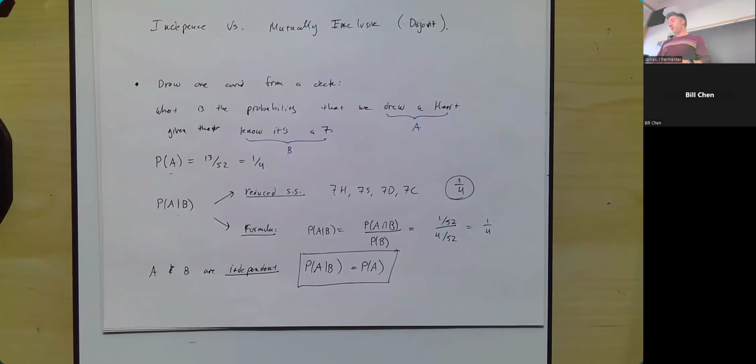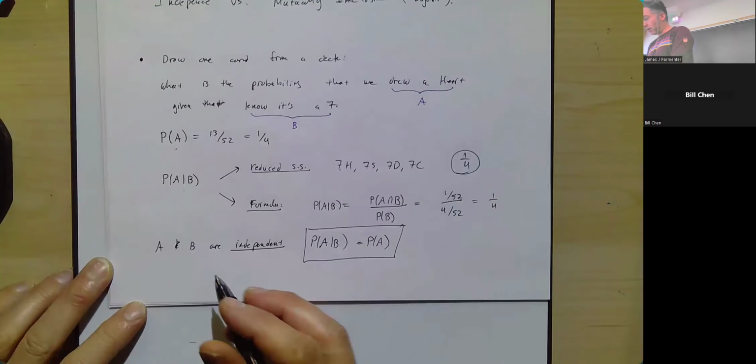I will also point out that these two events, A and B, are not mutually exclusive. Mutual exclusivity is specifically that if one event happening means the other one cannot happen. So let me ask you all, if the card is a 7, is it not allowed to be a heart? No, it can definitely be a heart. There is one card in the overlap.